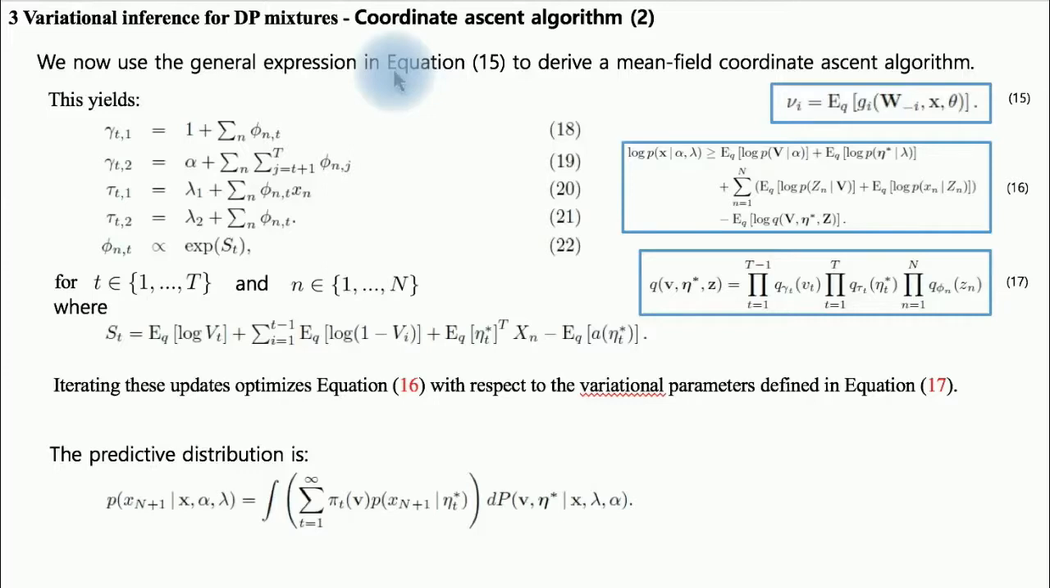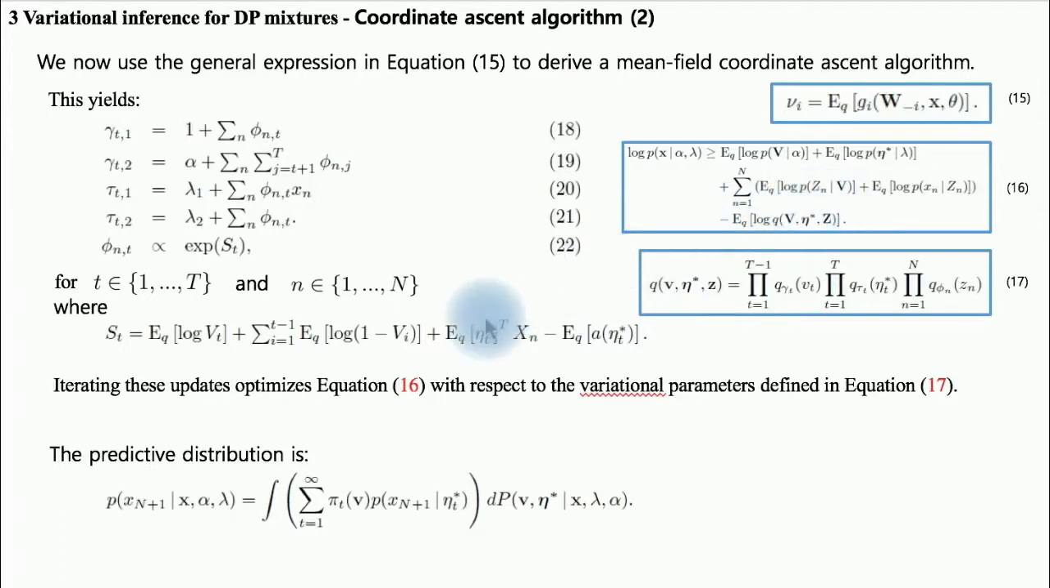We now use the general expression in equation 15 to derive a mean field coordinate ascent algorithm. The update rules are defined by the following equation for each t, where S_t is the expectation of a latent variable. Iterating this update rule will optimize equation 16 with respect to the variational parameters defined in equation 17.